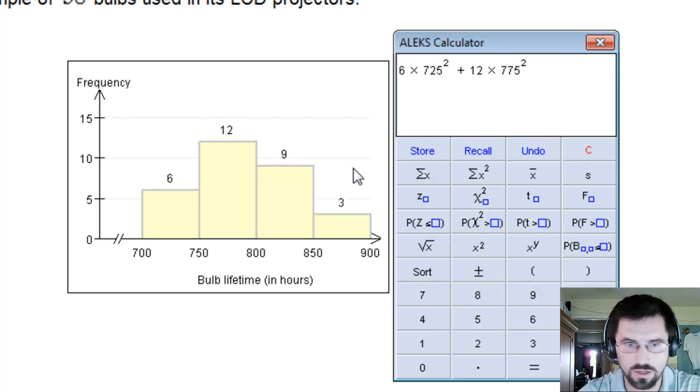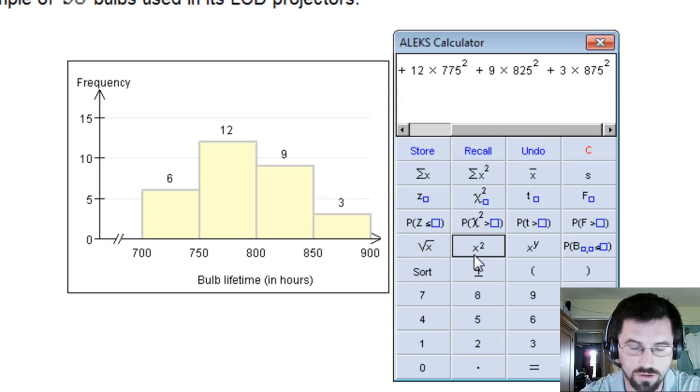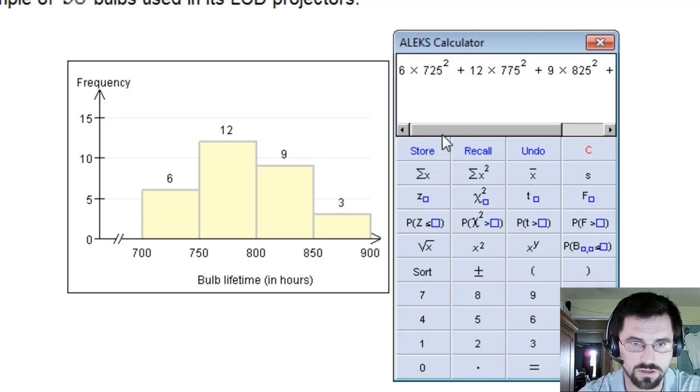Plus 9 times 825 squared, plus 3 times 875 squared. I'll just hit the squared button this time. Having done that, I hit equals. Let's always look back through just to make sure it looks right. Yep. And you don't need any grouping symbols because it's always going to square before it multiplies, before it adds, because that's order of operations: exponents before multiplication or division, before addition or subtraction.